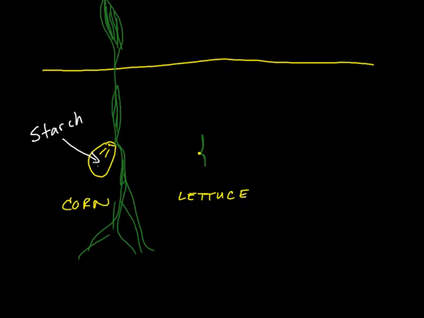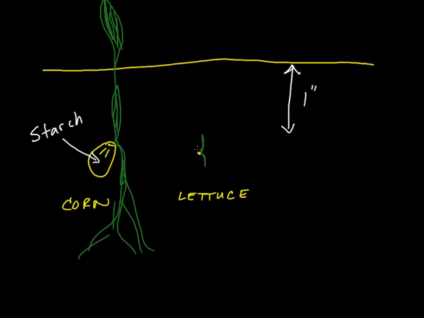So, corn being a relatively large seed, if we planted it, let's say this was a depth of 1 inch, corn usually won't have too bad of a time getting to the surface and growing photosynthetic leaves before it runs out of carbohydrate reserves.